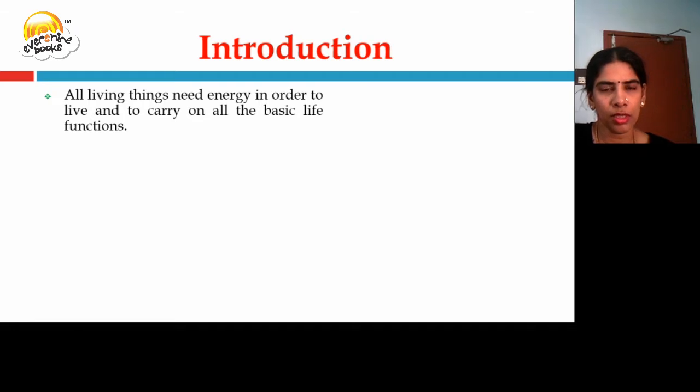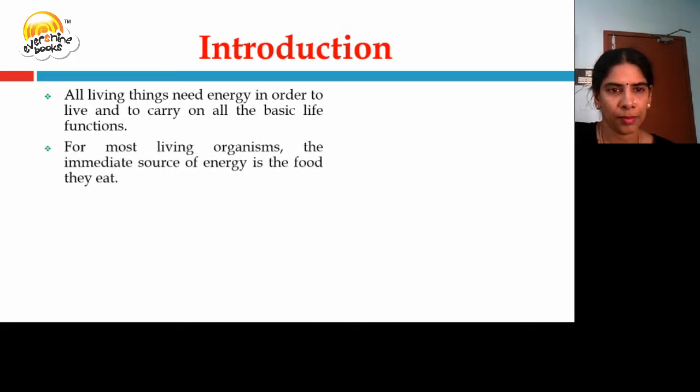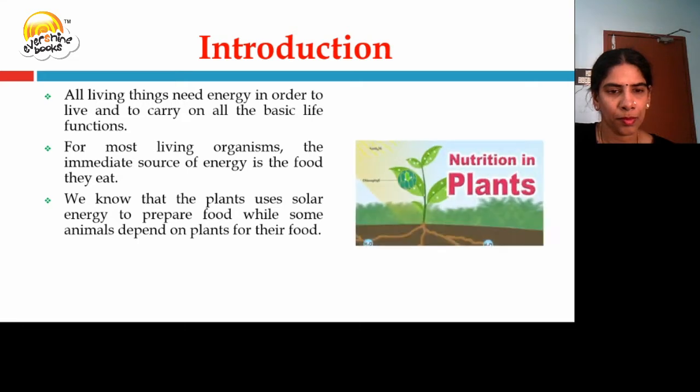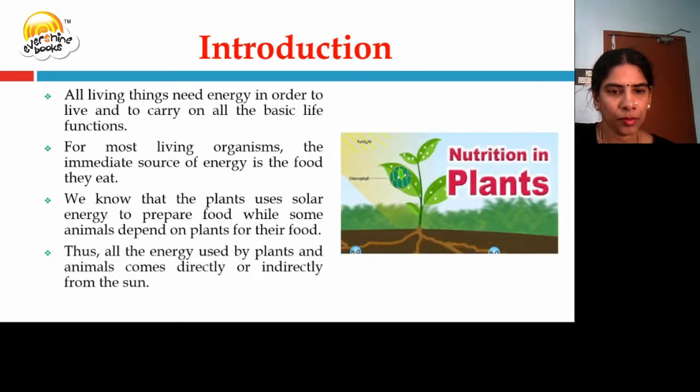We know that all living things need energy in order to live and to carry out the basic life functions. For most living organisms, the immediate source of energy is the food we eat. We know that plants use solar energy to prepare food, while some animals depend on plants for their food. Thus, we can say that all the energy used by plants and animals comes directly or indirectly from the sun.